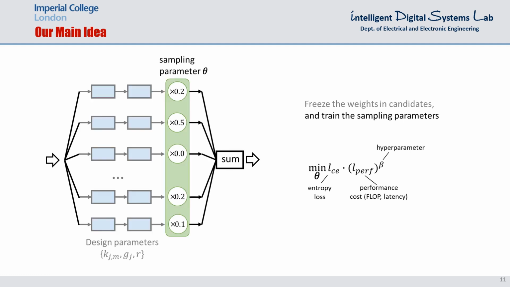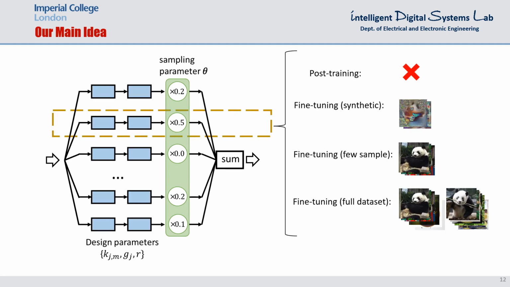Inside the superblock, we have trainable sampling parameters, indicating the scores of each candidate. The sampling parameters are trained by minimizing the following loss function, which considers both entropy loss and performance cost. Once the searching ends, we then pick the candidate with the highest score inside the superblock.